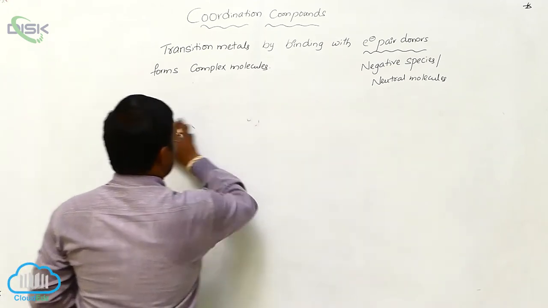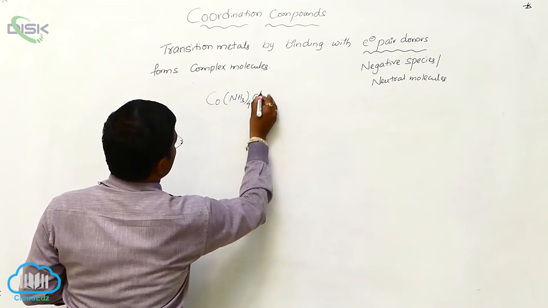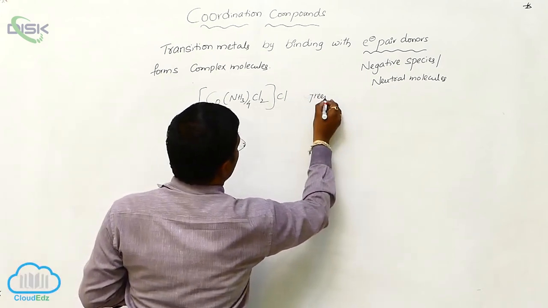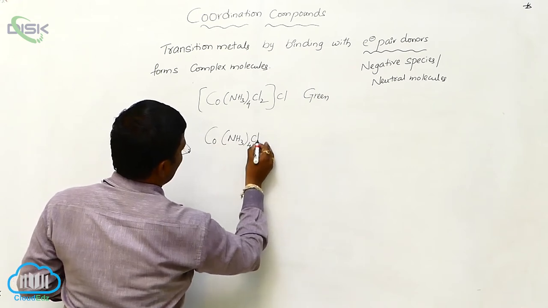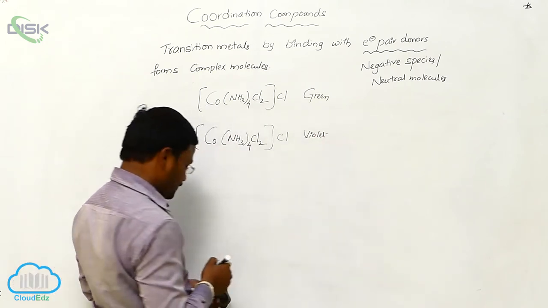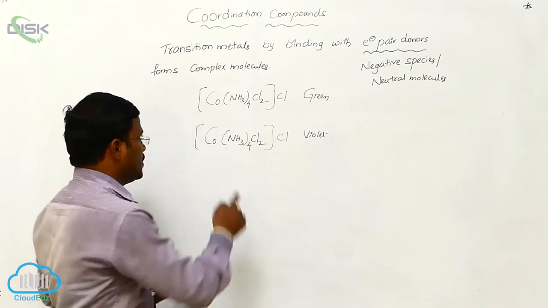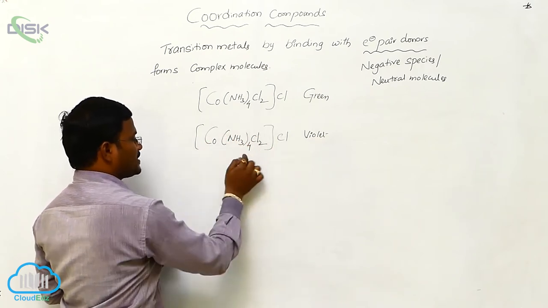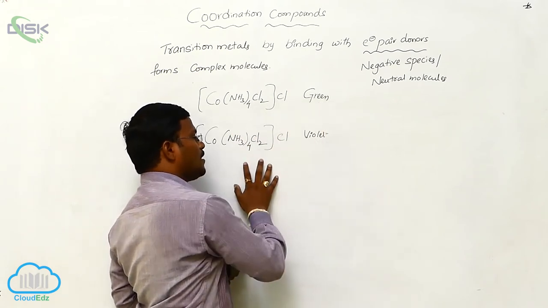Similarly, in the case of the above said molecules like CO, NH3 taken 4, Cl2, Cl, which is present in green color. Similarly, CO, NH3 taken 4, Cl2, Cl, it is present in violet color. Can you identify the differences between these two? There is no difference in the molecular expression. CO, NH3 taken 4, Cl2, up to here present in the square bracket, whereas outside of the square bracket only one chlorine is present. But this compound exists in green color and this compound exhibits violet color.